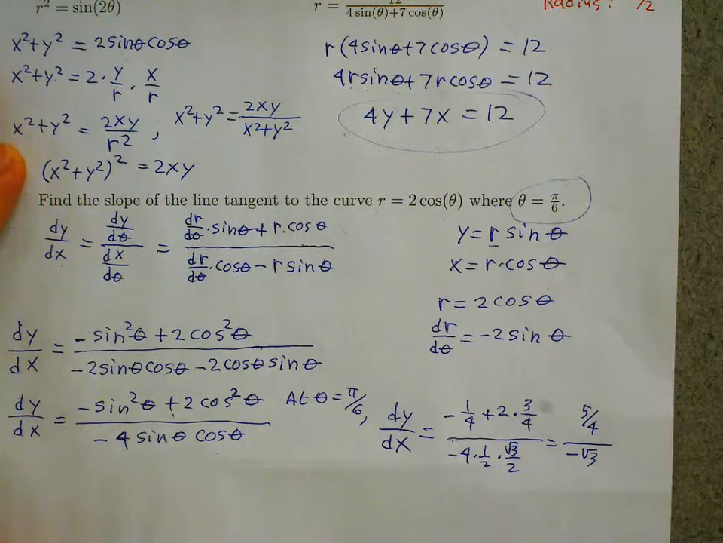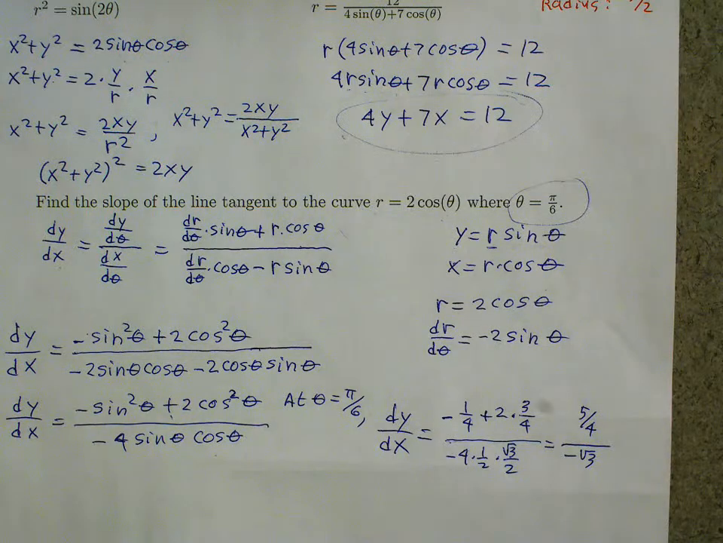I just have one question. On your dy over dx, the negative sine squared, should that be negative 2 sine squared? For the numerator? Yeah, for the dr d theta. It's like your dr d theta is negative 2 sine. So when you plugged it in, I'm missing a 2, is that what you're saying? I think so. Yes. Yeah, I think I agree.